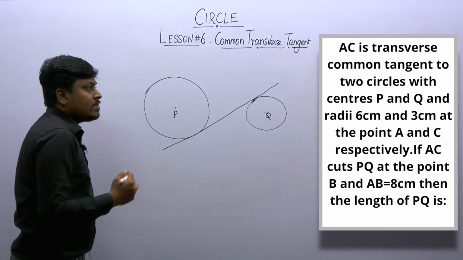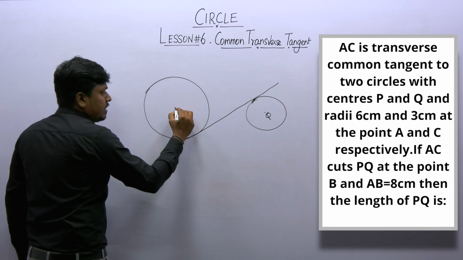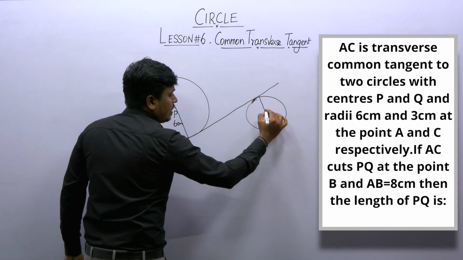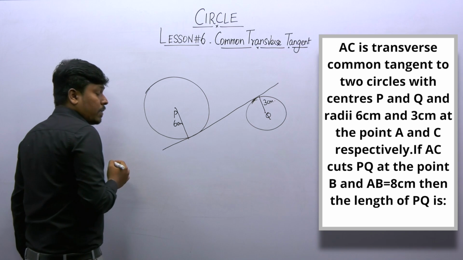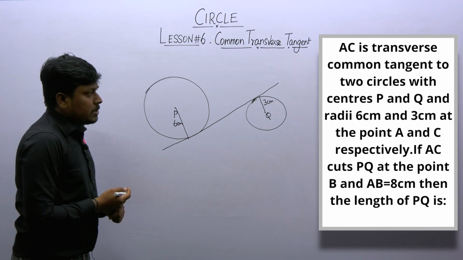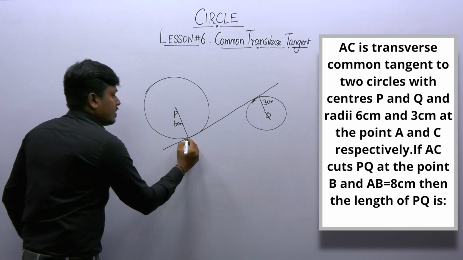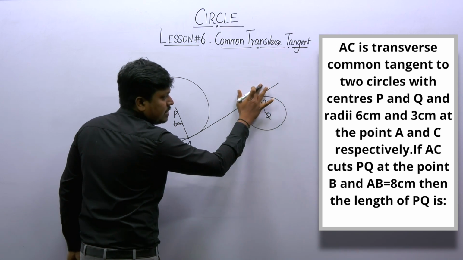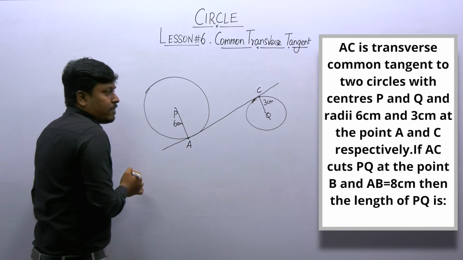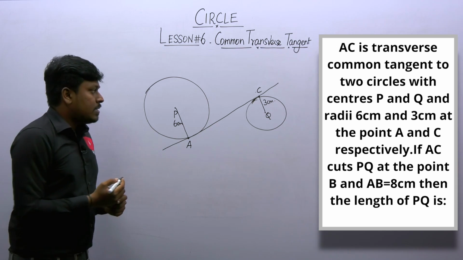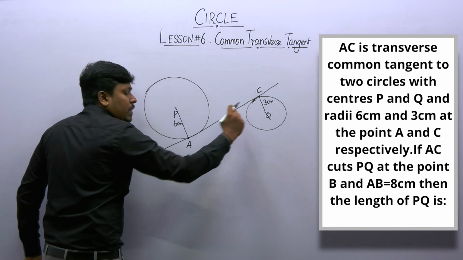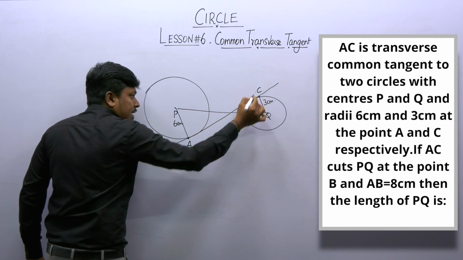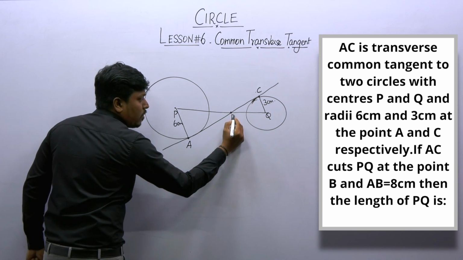The radius of the circle is also given. Let me assume this will be 6 centimeter, the first circle radius, and the second circle radius is 3 centimeter. Got it? Okay. At the point A and the point C, they are assuming this as point A and this as point C. If AC cuts PQ at point B, this AC line cuts the PQ line at point B. So we can draw a PQ line like this, and this AC line cuts PQ at point B. So this point will be point B.